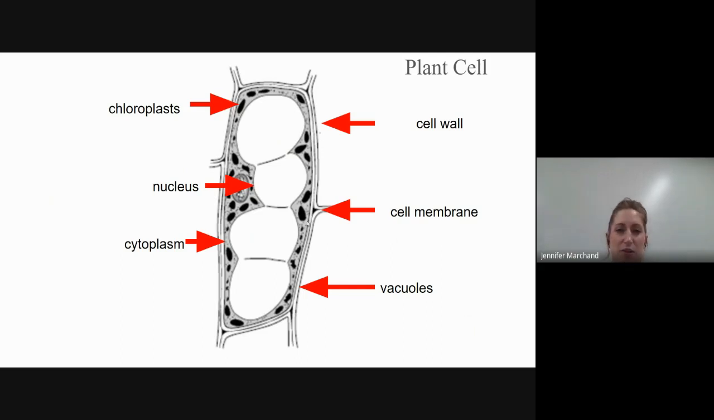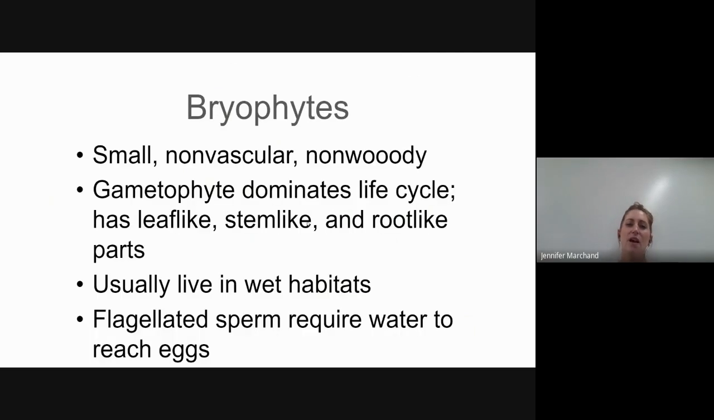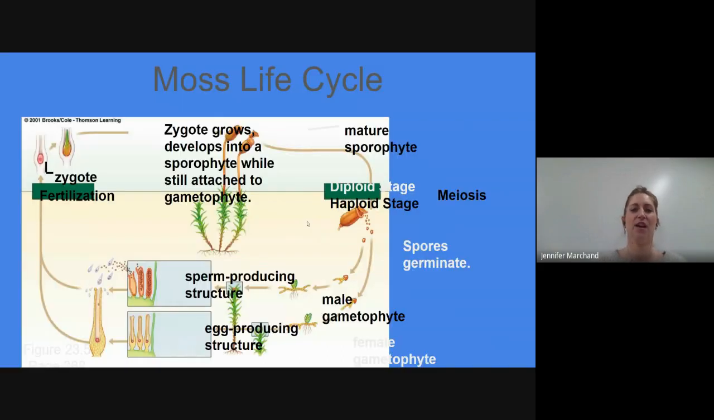The rest of the plant cell looks very much like a eukaryotic cell that we discussed in the first semester. Then you have the bryophytes, which are small, non-vascular, and non-woody plants. They are leaf-like. They have stems and they have root-like parts. They typically live in wet habitats. They also have flagellated sperm, like we learned about last week, which require water to reach eggs. So it's very important to know, okay?